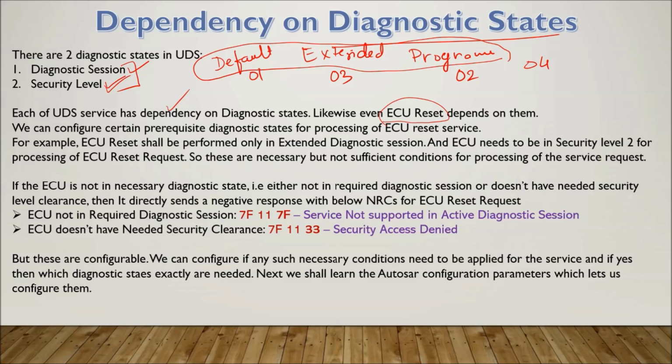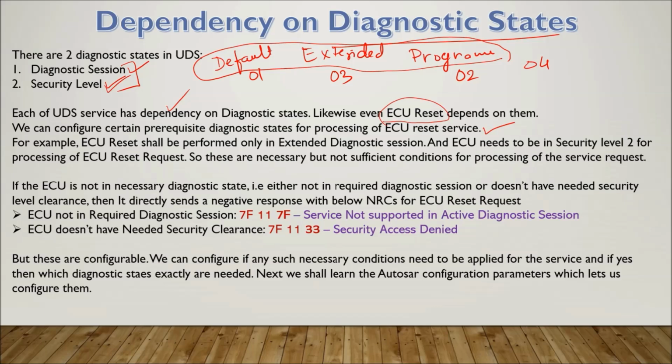We can configure certain prerequisite diagnostic states for processing of the ECU reset service. For example, ECU reset shall be performed only in extended diagnostic session, and the ECU needs to be in security level 2 for processing of the ECU reset request. So these kinds of configurations and dependency prerequisites can be applied for ECU reset. So these are necessary but not sufficient conditions for processing. As it's self-explanatory, I think.